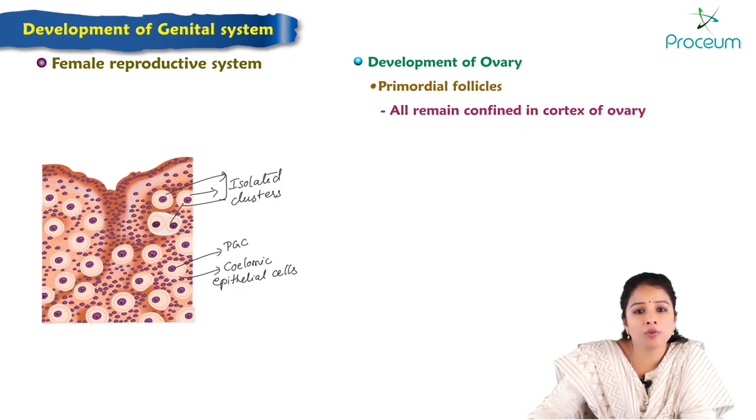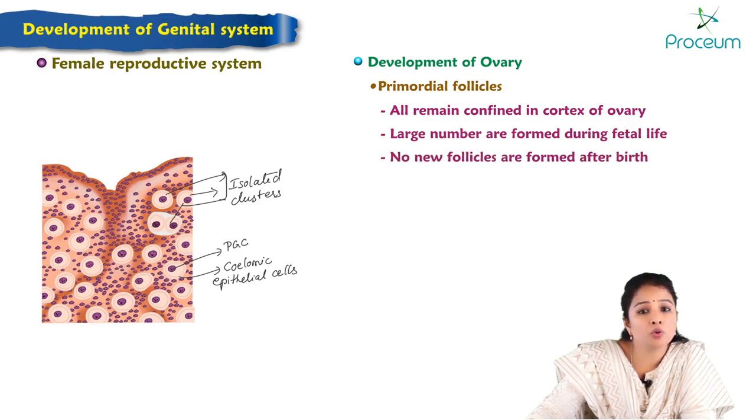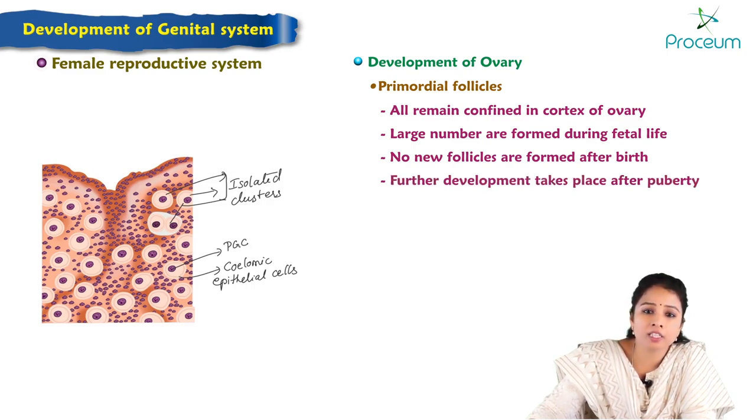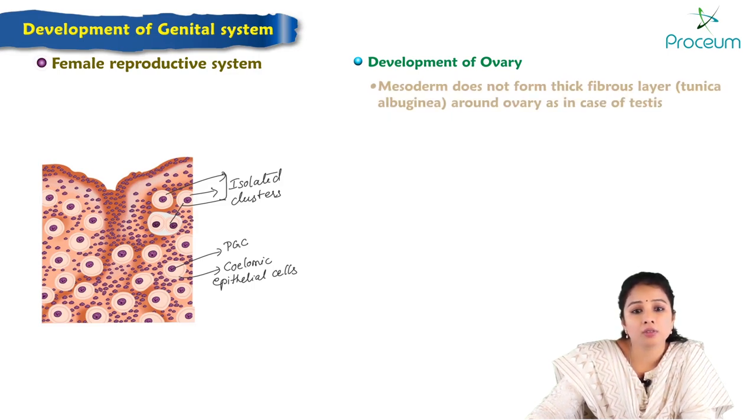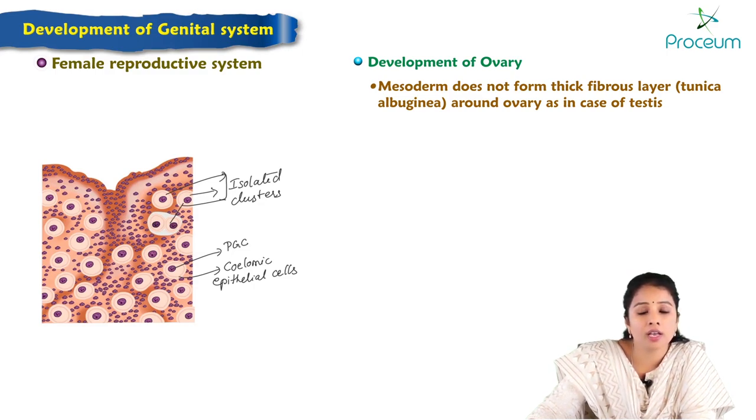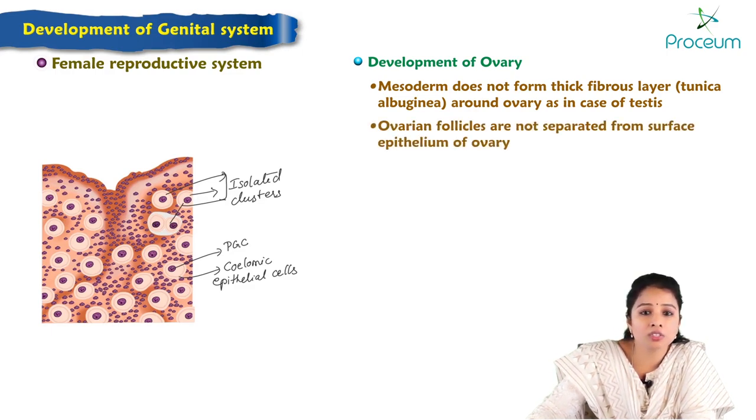So all the primordial follicles remain confined in the cortex of the ovary. A large number of primordial germ cells are formed during fetal life, but no new primordial follicles are formed after birth. So further development of primordial follicles takes place after puberty. So the mesoderm does not form any thick fibrous septa, tunica albuginea, around the ovary as in the case of testis. Thus the ovarian follicles are not separated from the surface epithelium of the ovary.